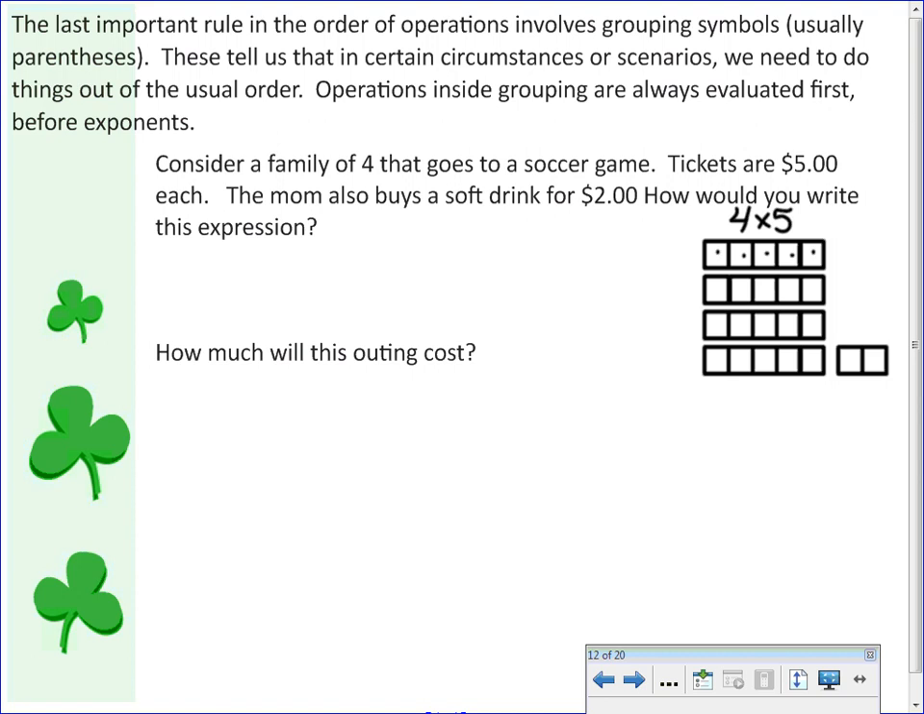But then Mom bought a soda. The soda was $2. So we have 4 groups of $5 plus the $2 soda. So that's the equation that you should be writing in your notes. So how much did this outing cost? $22. Okay? But suppose the kids are like, Ma, that's not fair. You got a soda. I want one. You know, because you kids always want stuff. Right?